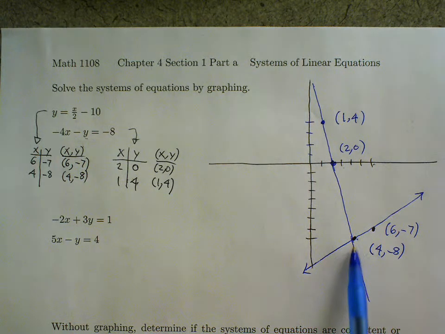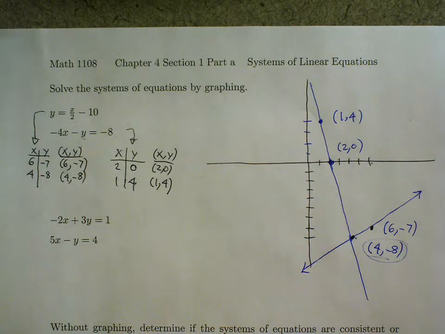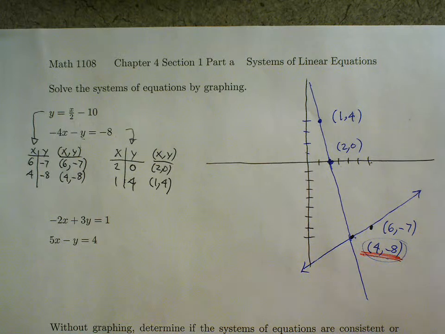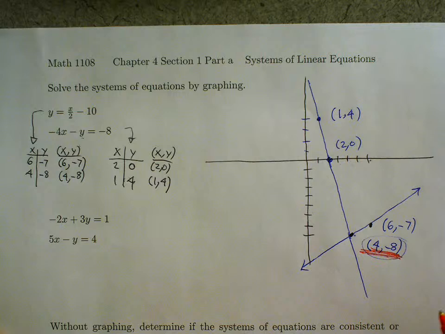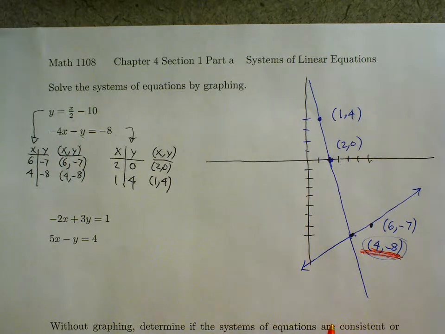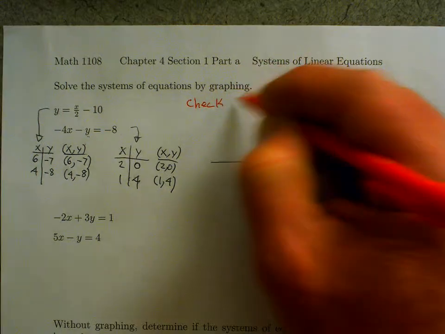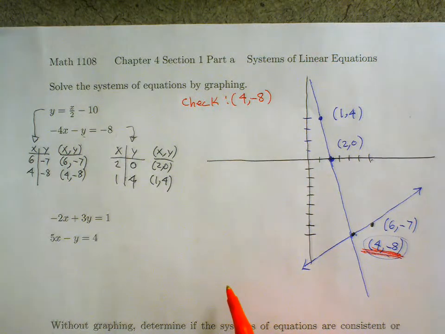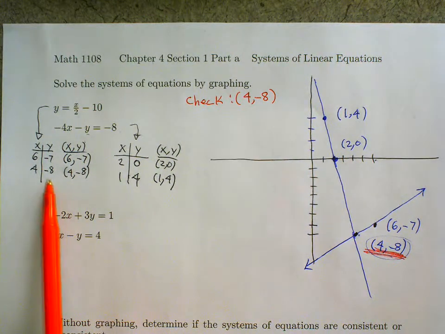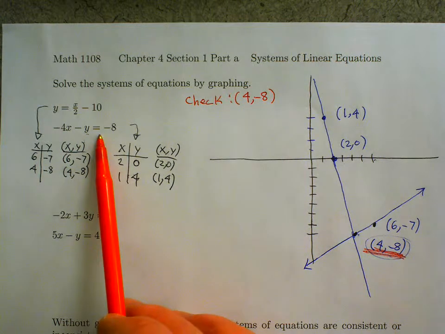So I don't know. Could it be that 4, negative 8 is the point of intersection? So I already fouled up one solved by graphing. So let's check 4, negative 8. Well, we already know that 4, negative 8 is on the top line because that's a point on that line, right? So now we'll check it in the other line.